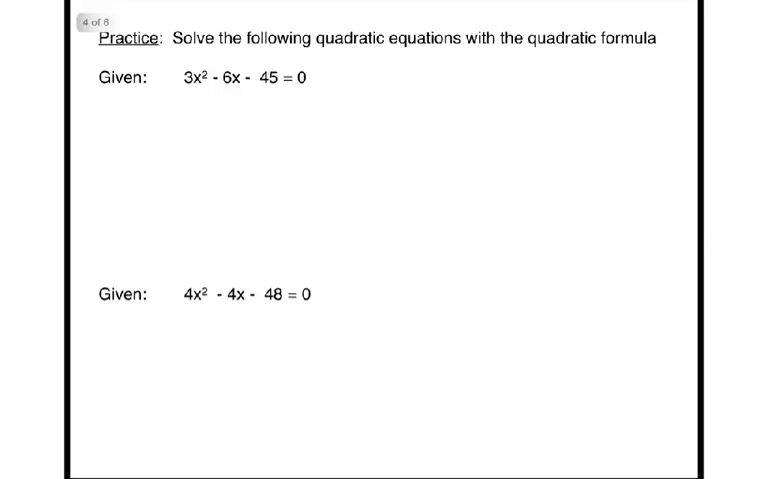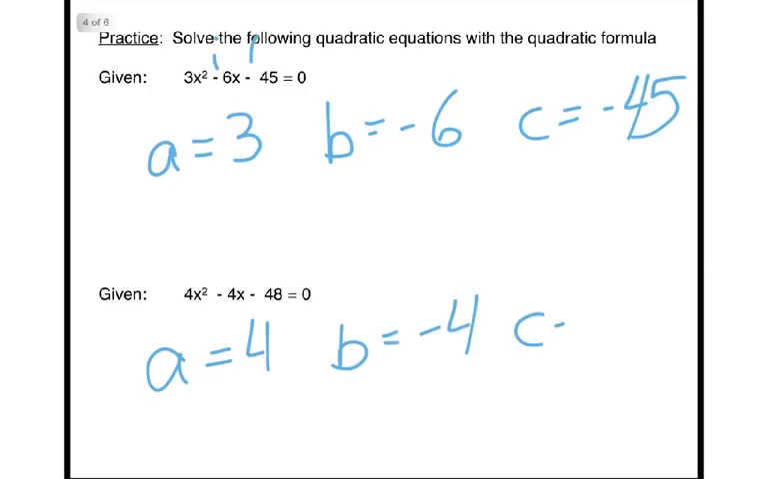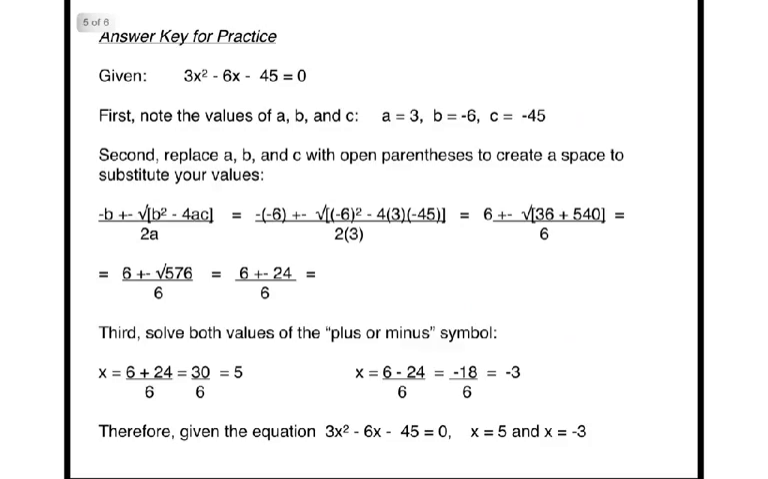Here are two practice problems. The first thing you should do is explicitly write down that a is 3, b is negative 6, and c is negative 45. The most common mistake I see is not taking those negative symbols with the b and the c. Likewise here, a is 4, b is negative 4, and c is negative 48. Now you'll plug those numbers into the quadratic formula and get your two solutions for x.